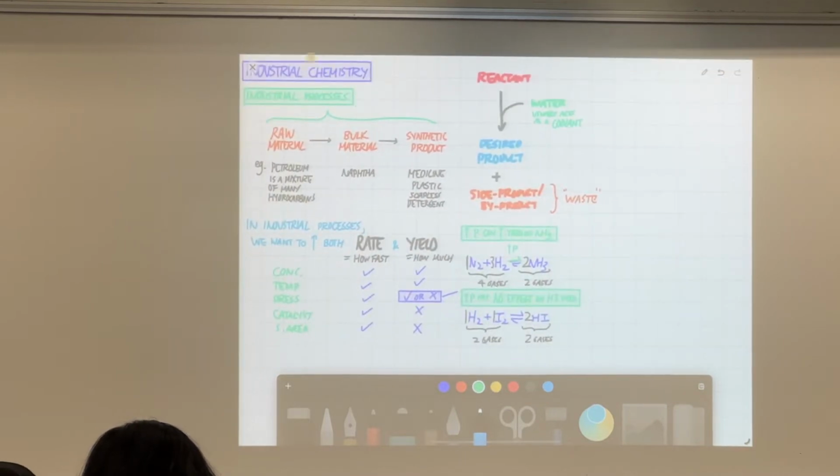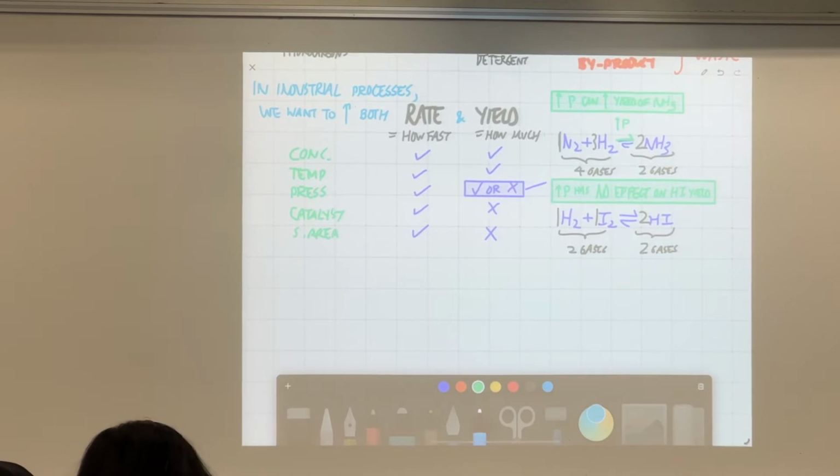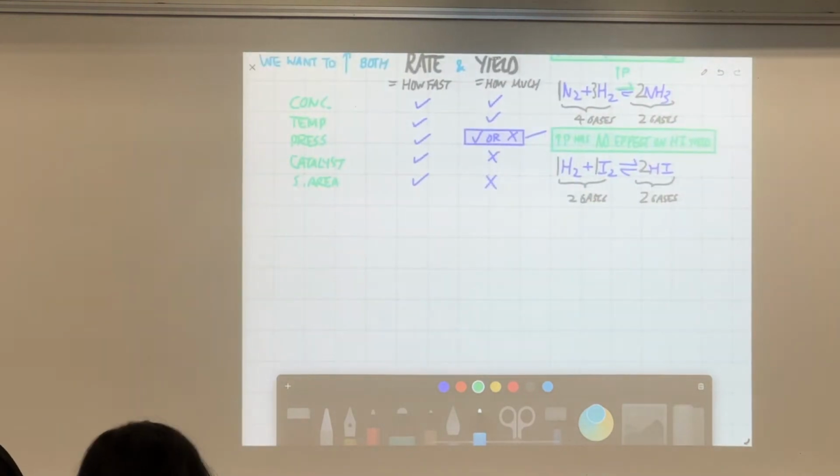So this is what we do in industrial chem. We try to optimize the process here to make more of the desired product and make less of the side product. And do you remember from our discussion last time, if there are two pathways leading from the reactant to the same product, and one has more steps, the other has fewer steps, which of these pathways is preferred? Is it the one with more steps or the one with fewer steps?